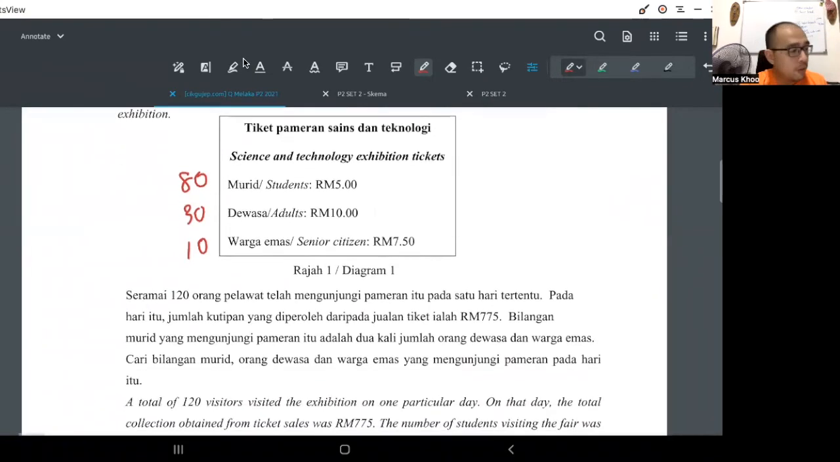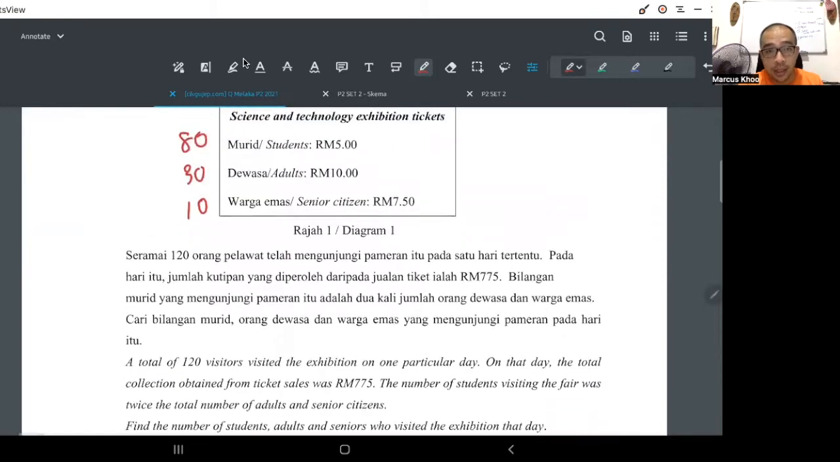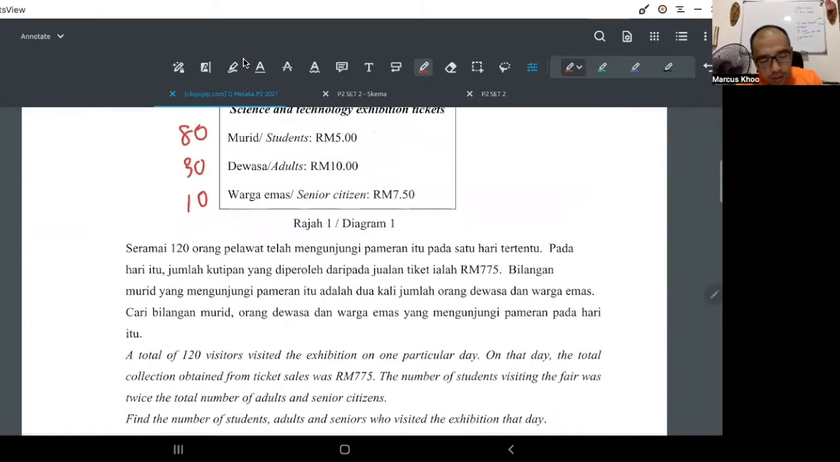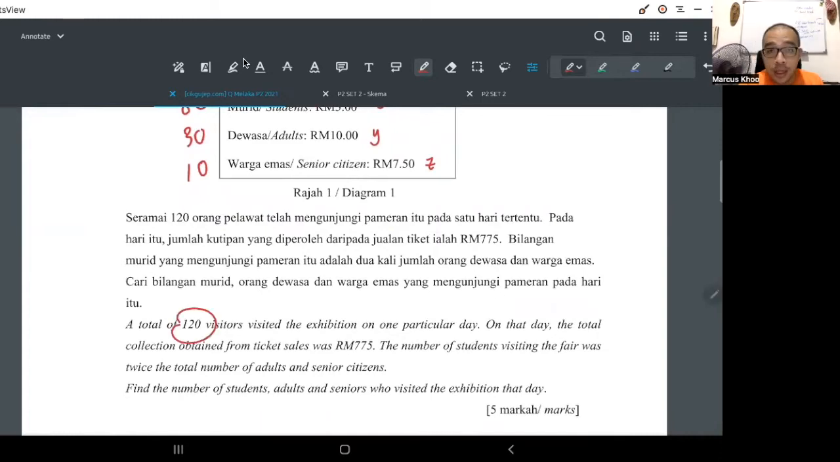Okay, so first one is a total of 120 visitors visited the exhibition on a particular day. Okay, so let's assign our students as x, adults as Y, and senior citizens as Z. But up to you lah. Kalau kamu mau terbalikkan, kamu adults yang X kah, murid yang Y kah, up to you lah. Okay, I'm just going to use murid as X, dewasa Y, and then senior citizen as Z. So total of 120 visited per day. So that's our first equation, which will be X plus Y plus Z equals to 120. Okay, that will be the first one.